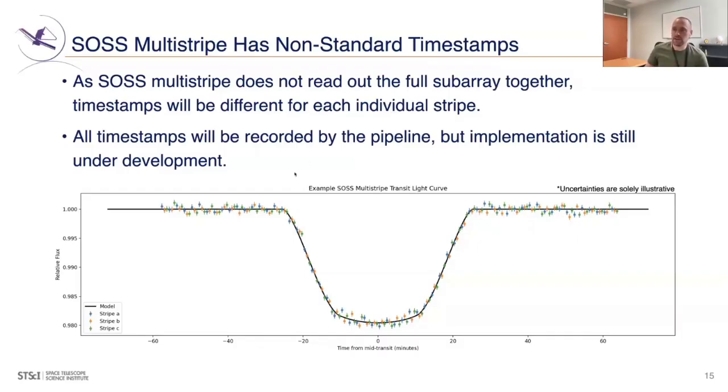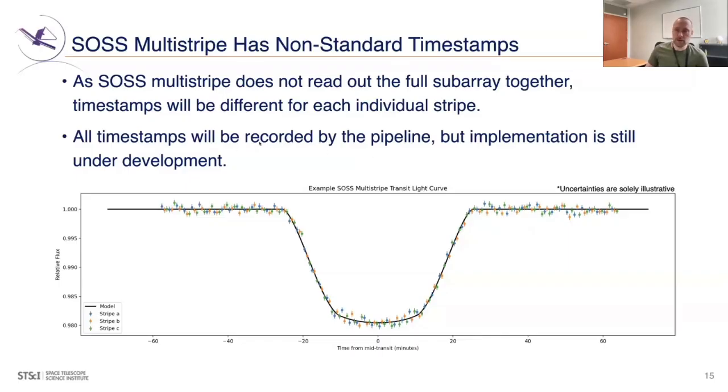So I've tried to indicate this here. This is purely illustrative. It's not actual signal to noise or anything. But we're going to read stripe A, then read stripe B, then read stripe C, and then we're hopping back again. So we're going to have these slightly different timestamps along our light curve for each of the different slices. And that will obviously be wavelength dependent, right? Because we're reading out a spectrum.